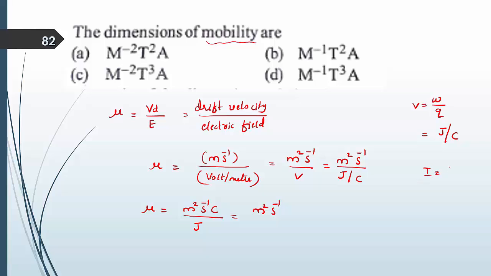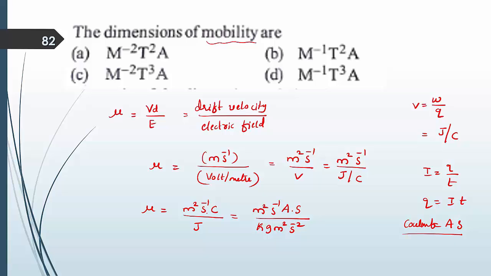We know that I equal to Q by T, Q equal to I into T. I means ampere, current in terms of ampere. T is second, ampere second. So, in place of coulomb, we can write ampere second. So, see here, meter square per second, ampere second divided by joule. Joule can be written as kg meter square per second square.